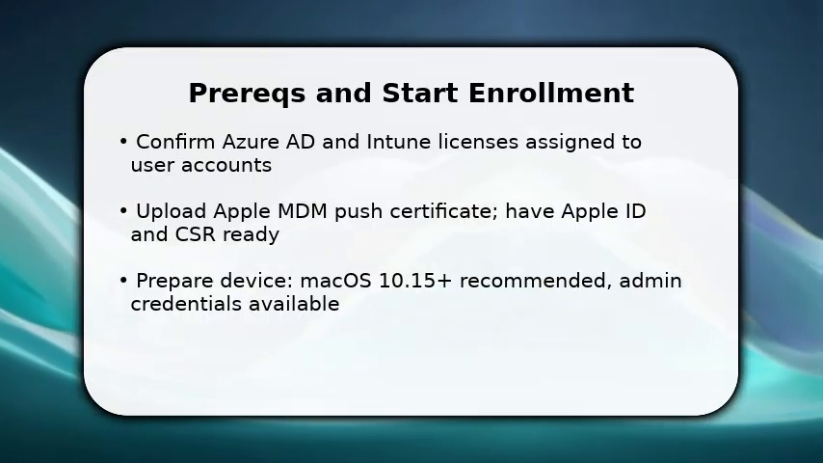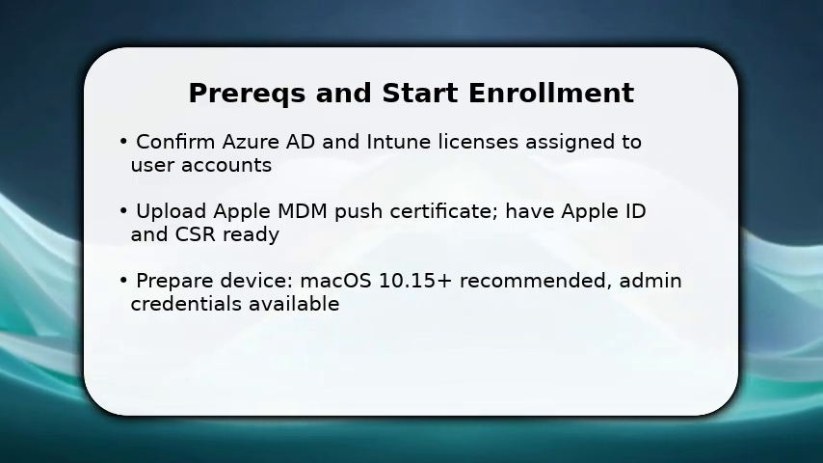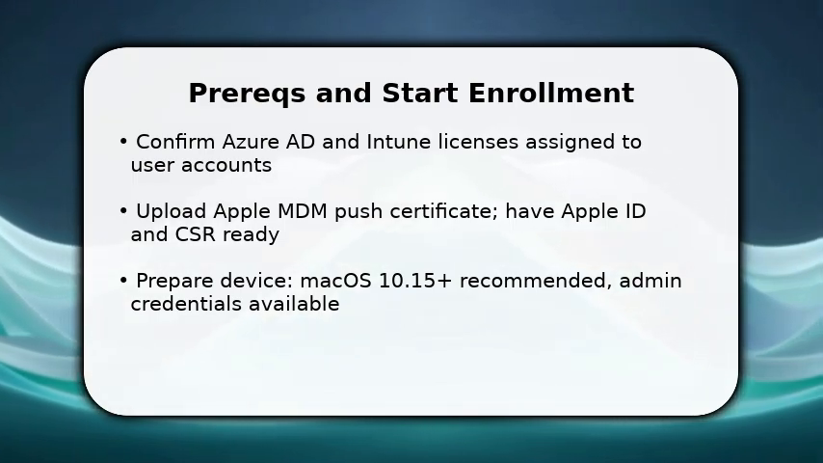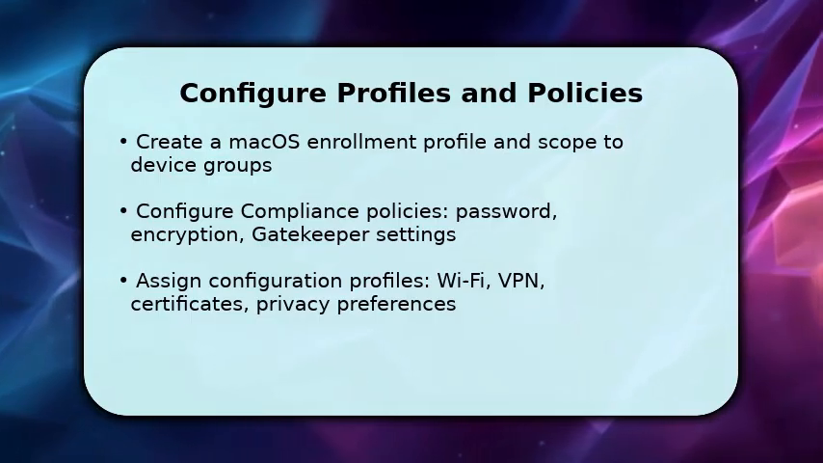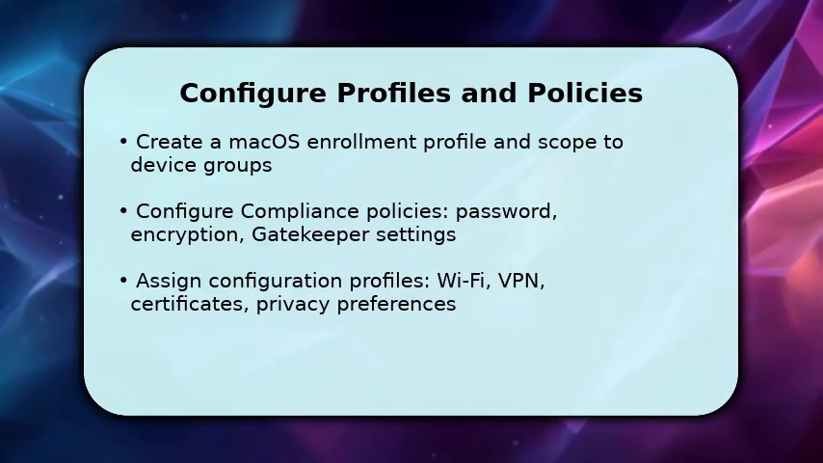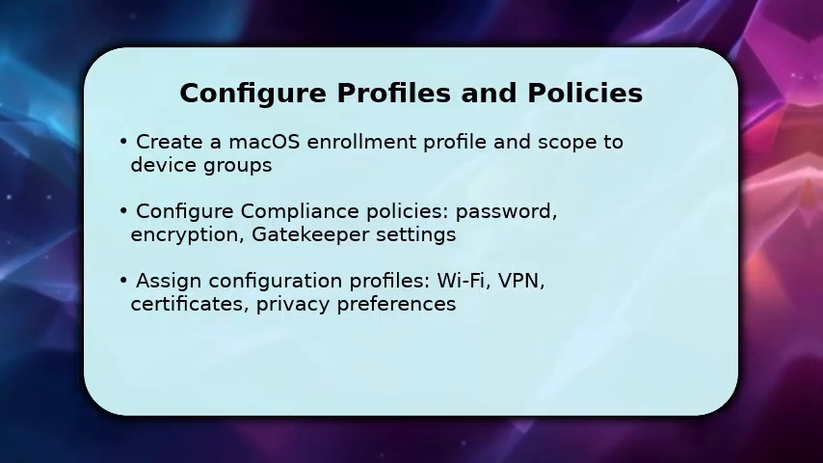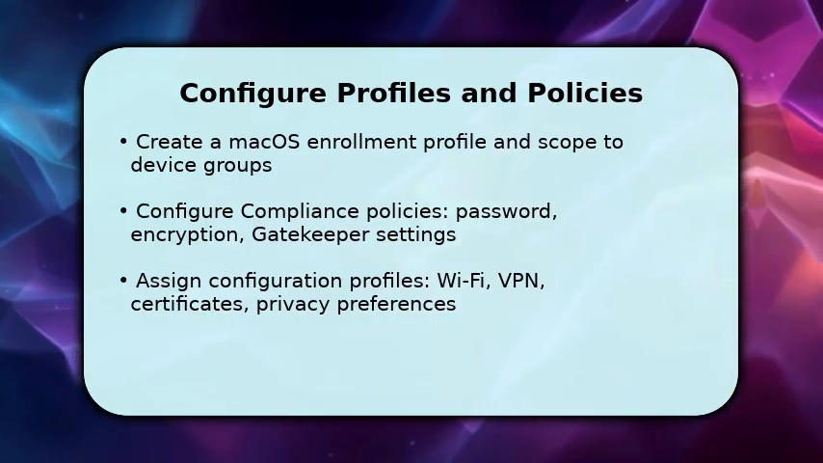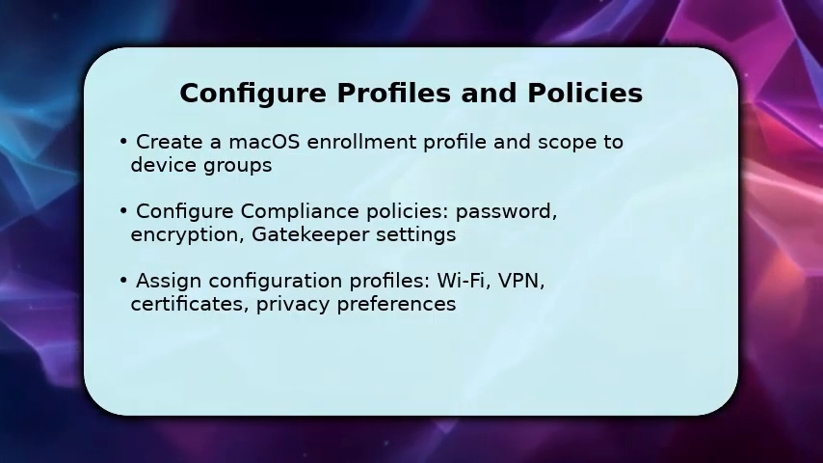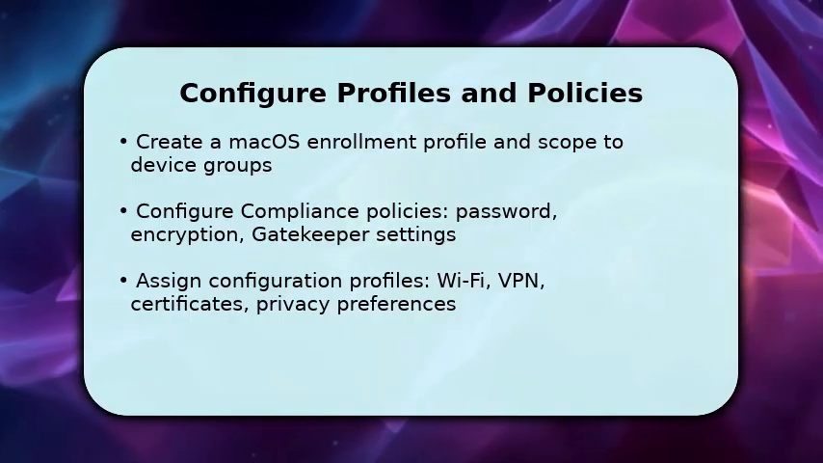Next, instruct users to open Company Portal or use DEP/automated device enrollment for zero-touch provisioning. Now configure the middle steps: build and assign enrollment profiles, compliance rules, and device configuration profiles. Start with an enrollment profile scoped to your DEP or user groups, then add compliance policies enforcing password, FileVault encryption, and system integrity controls so devices meet security requirements.